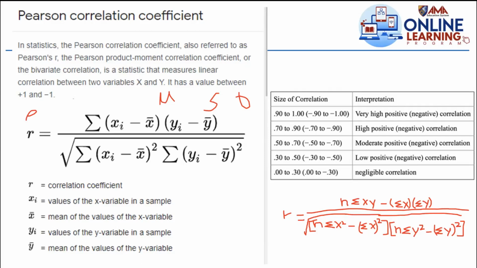Now, similarly for the negative, although of course the order is reversed. Negative 1 to negative 0.9 is very high negative correlation. Negative 0.9 to negative 0.7 is high negative correlation, and so on and so forth. Okay, class, that's based on the single number. You can describe your data based on this.